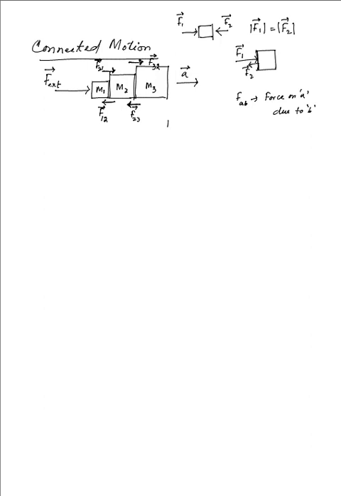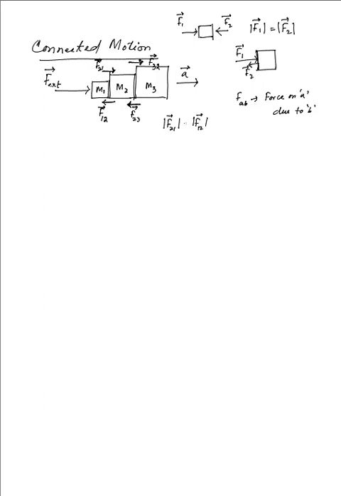Now remember that F21 is equal in magnitude to F12, but they are oppositely directed, being action and reaction forces. As you can see, F21 is acting from M1 over M2, and M2 is applying a certain force on M1 and not on itself. So the action and reaction forces are acting on two different bodies: the first one, the action from M1 over to M2, and the reaction from M2 over to M1.